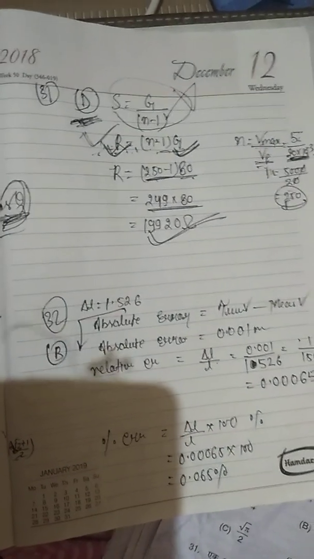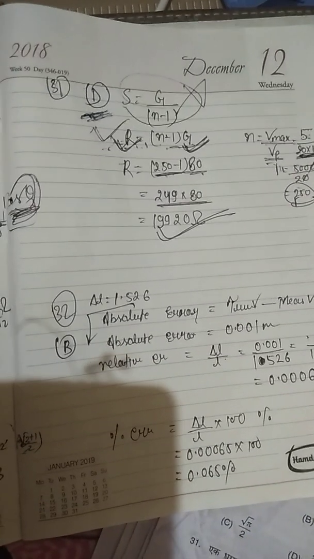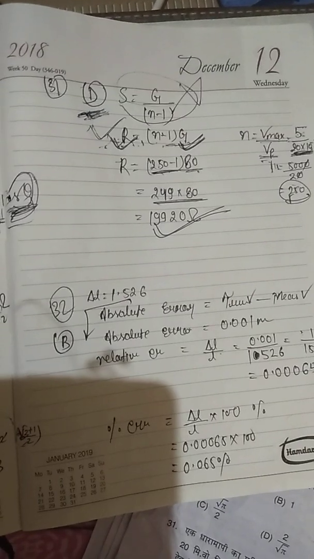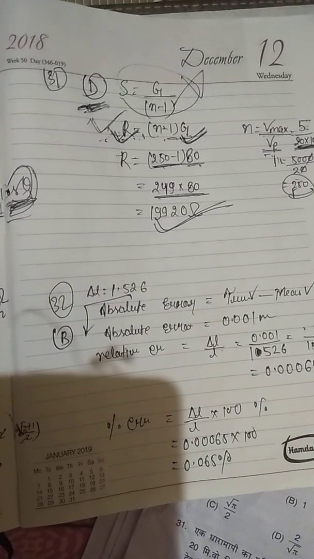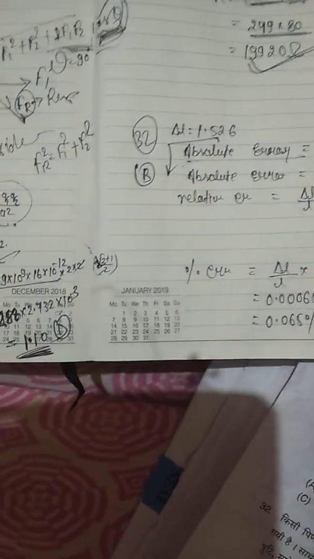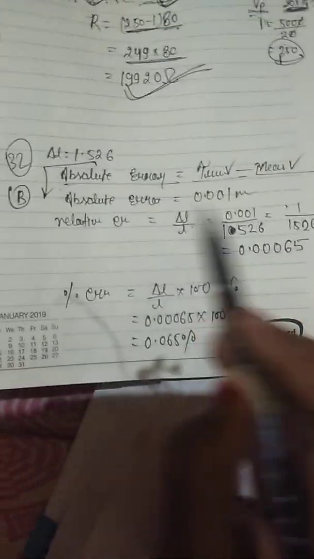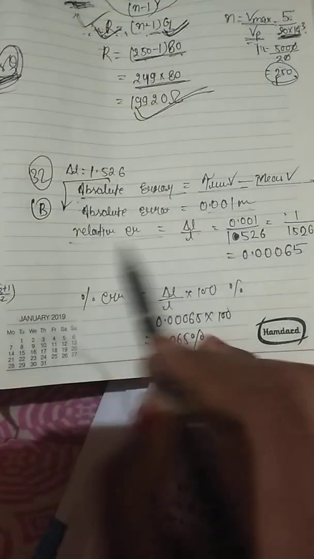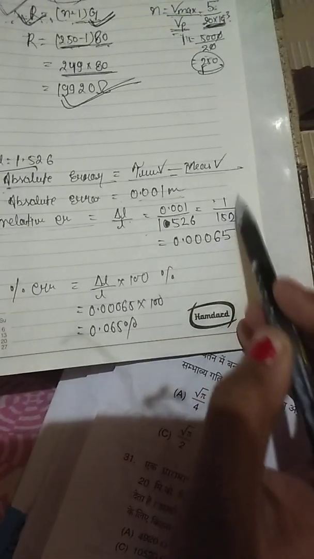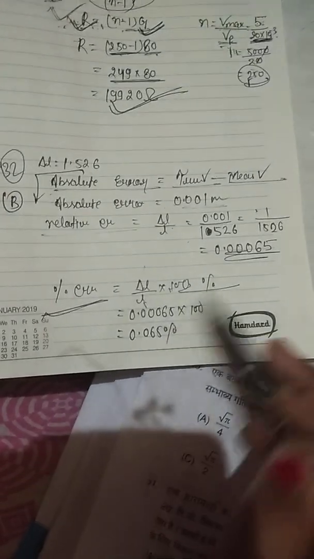Question number 32. The length of an object is measured as 1.526 meter. Taking significant figures into account, find the absolute error, relative error, and percentage error. As we know, for 1.526, absolute error is the true value minus the measured value, but it has not been mentioned. So directly we will take the absolute error as 0.01 meter. And relative error is Del L by L. So by putting it, we are getting this. And percentage error is Del L upon L into 100%. So finally we are getting this. So the option will be B.